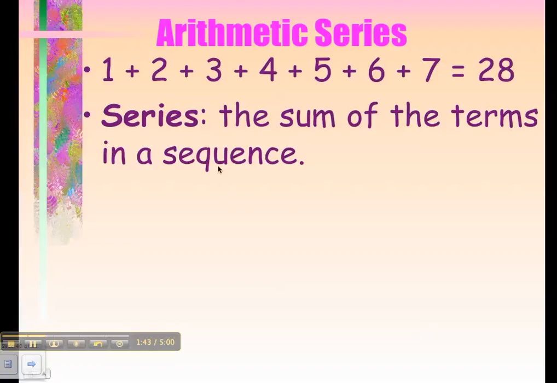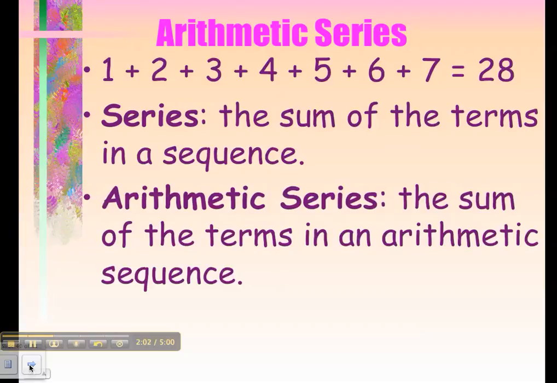Now what a series is, it's the sum of the terms in a sequence. So if I were to differentiate between this here that I am now circling and a sequence, a sequence is just a list of numbers in a specific order, while a series is a sum of the numbers in the sequence. Okay? And an arithmetic series is what we're going to be dealing with. It's a sum of the terms in an arithmetic sequence.